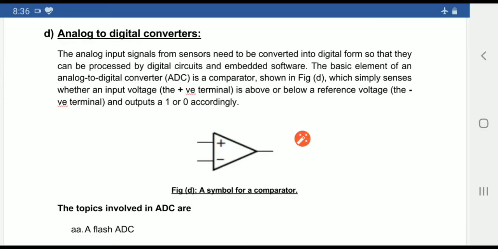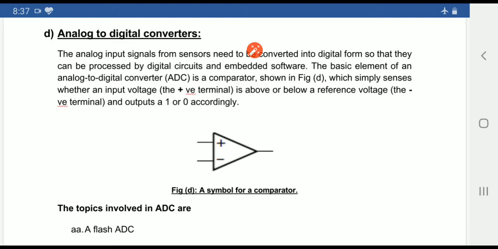So now we'll start with the next topic, analog to digital converters. As we know, analog to digital converters are used to convert the analog signal, which is a continuously varying signal, into digital, which is nothing but binary, either 0 or 1.